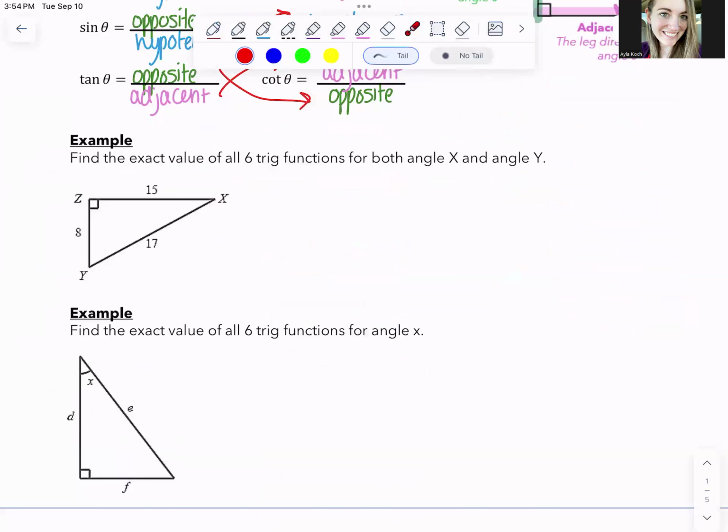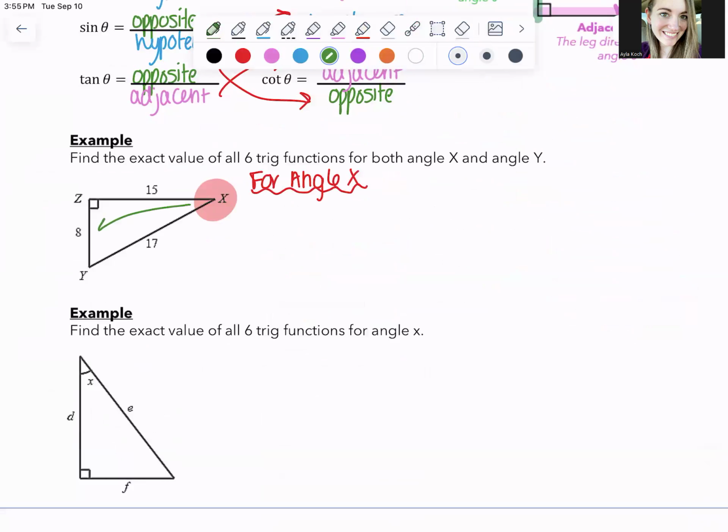All right, so what we're going to do right here, we're going to find all 6 trig functions for both angle x and angle y. So I'm going to look at angle x first. For angle x, the opposite side is 8.